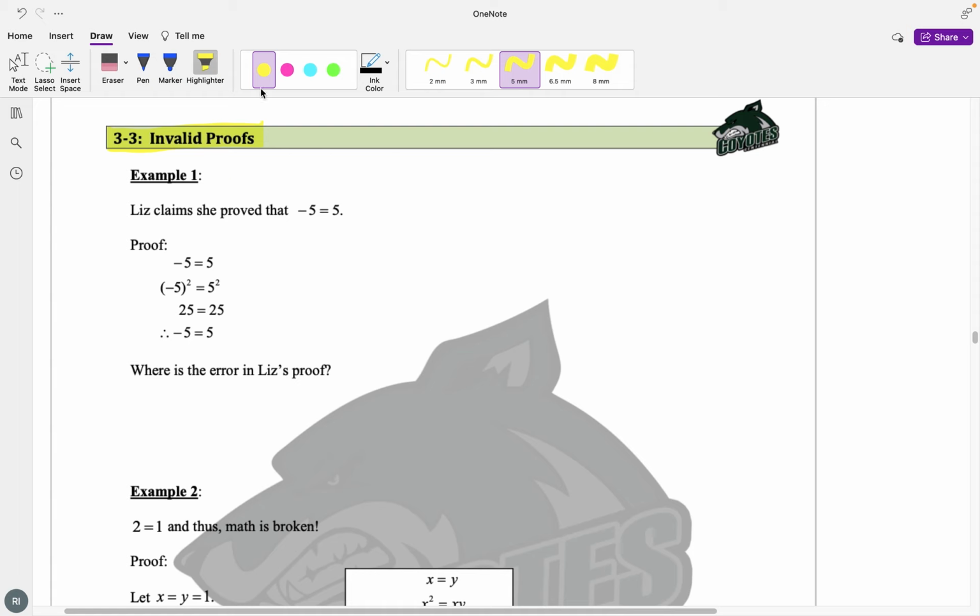Take a look at example 1. Liz claims that she's proved -5 is equal to +5. We know this is false. Let's take a look at her reasoning and try to identify where she made an error. Please take 30 seconds to silently analyze her work. Try to identify in which step she made an error and what the error is.